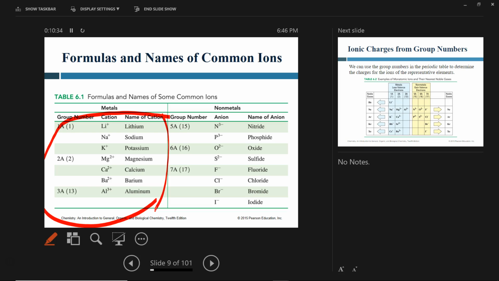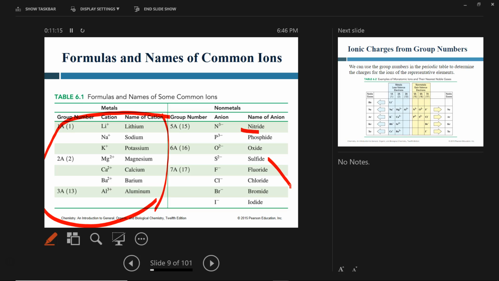Now, what about the nonmetals, the 5th, 6th, and 7th groups? You take the first syllable and you add ide, IDE. So if it's formed by nitrogen, it's going to be what? Nitride. If it's formed by phosphorus, it's going to be phosphide. If it's formed by sulfur, it's going to be sulfide. When they gain electrons, they become negatively charged ions.